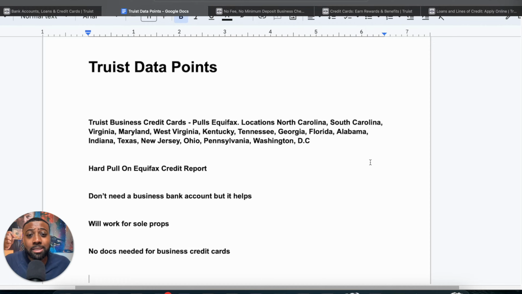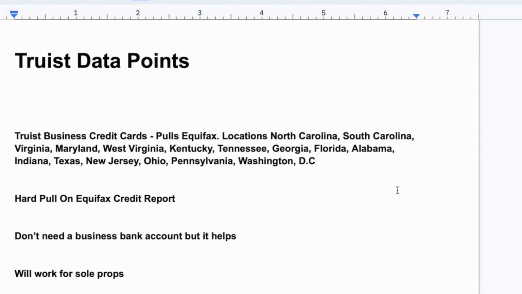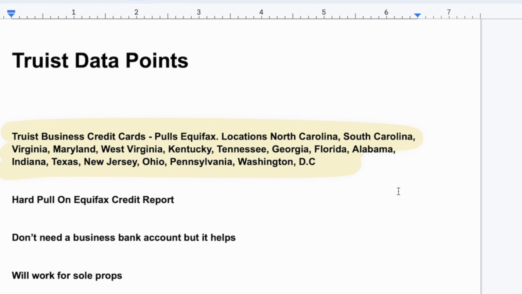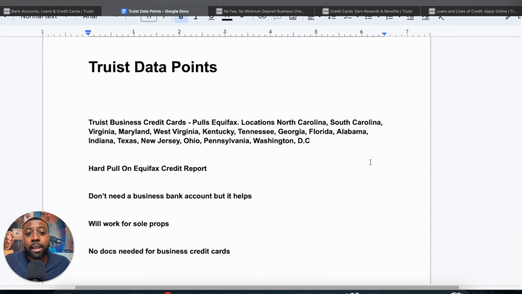So what that means is it's geo-restricted to certain states in the country, and those states are North Carolina, South Carolina, Virginia, Maryland, West Virginia, Kentucky, Tennessee, Georgia, Florida, Alabama, Indiana, Texas, New Jersey, Ohio, Pennsylvania, and Washington, D.C. So if you're in any of these states, you're good to go. You'll be ready to start the process.